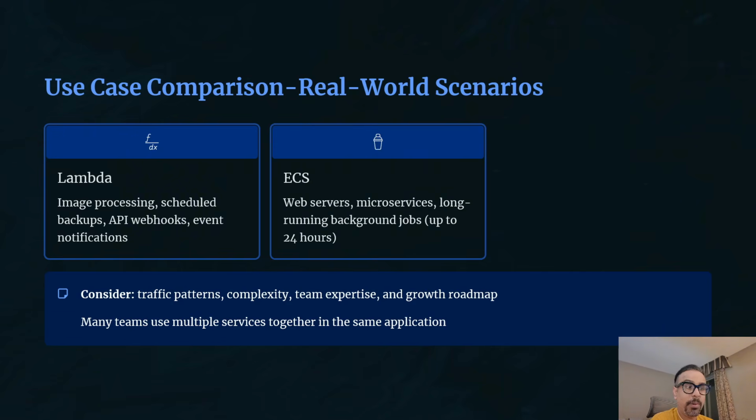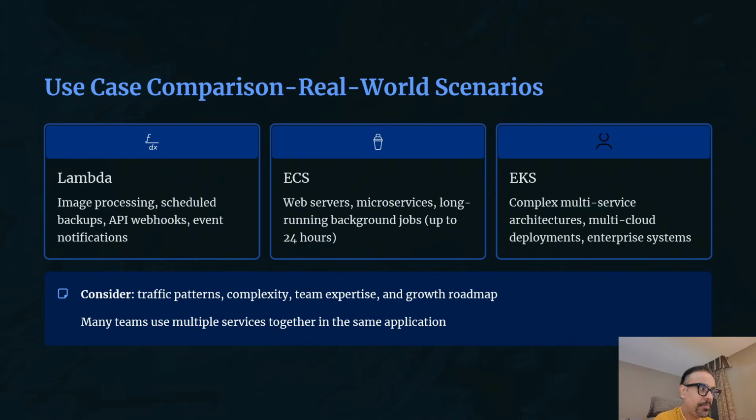Use ECS for a web application. Maybe it's an e-commerce platform. You run API servers, a shopping cart service, a payment processor. These run constantly with steady traffic. So ECS smoothly handles scaling. You can use Fargate, so no servers to manage, and this is the sweet spot for most web applications.